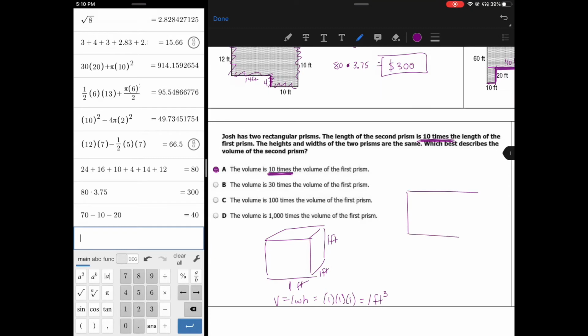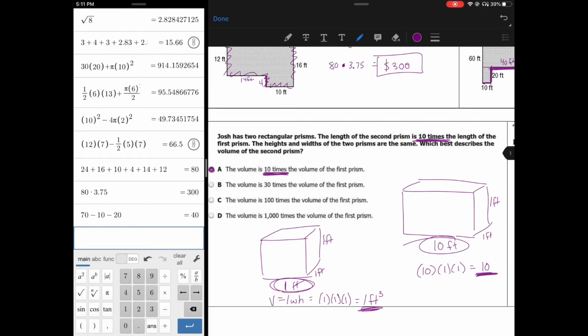If I was to take the same shape and change one of the values, so instead of it being 1 foot long, I'm going to make it 10 feet long, make it 10 times bigger, but everything else stays the same. It's still length times width times height, but now it's going to be 10 times 1 times 1, which is going to be 10. So this number is 10 times larger than this number, which is the same as what I did to my side length. So if it's 10 times bigger in one of the sides, then the volume is also going to be 10 times larger.